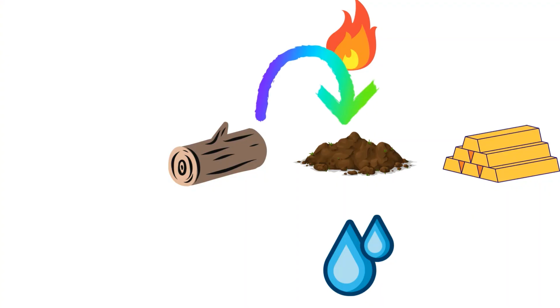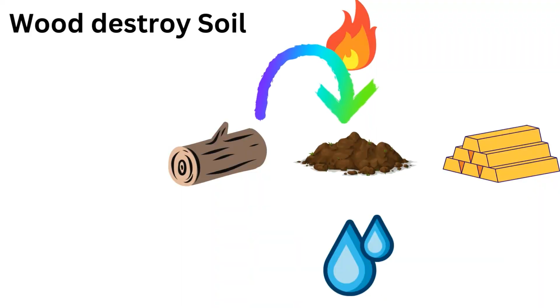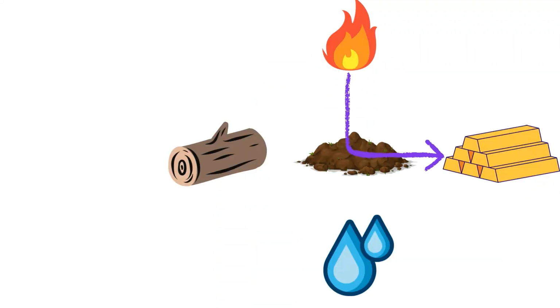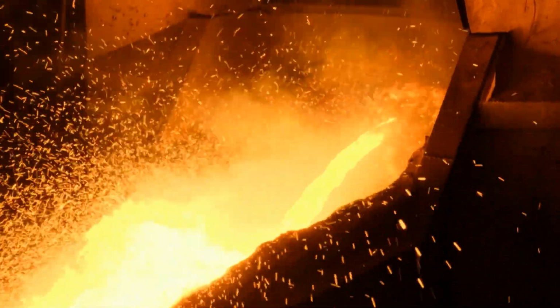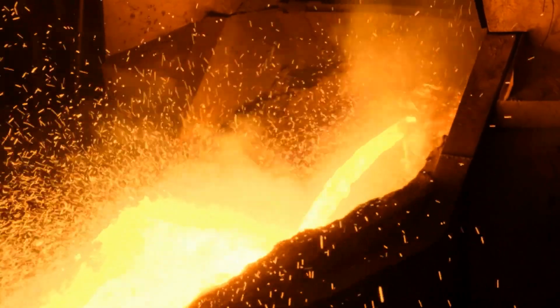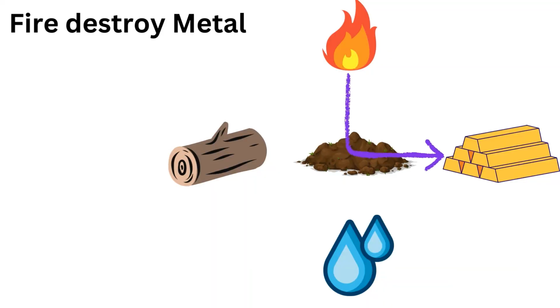How about wood? How can wood destroy soil? The roots of the tree break up the soil and deplete the earth's nutrients. Thus, wood destroys soil. How about fire? Fire can melt gold, silver, and copper. No matter how hard they are, fierce fire melts them all. Thus, fire destroys metal.